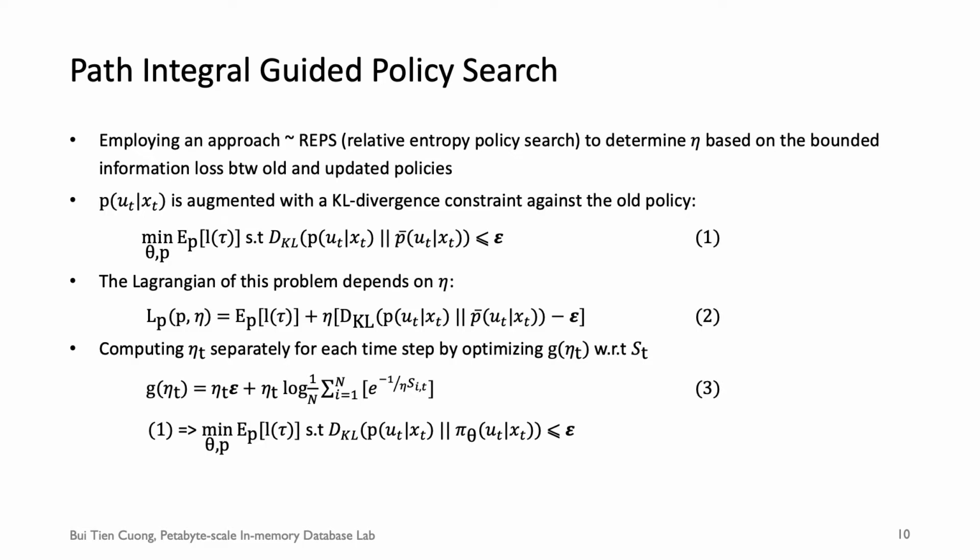We employ an approach similar to relative entropy policy search to determine eta. Next, the local policy P is augmented with a KL divergence constraint against the old policy P bar, as shown here. The Lagrangian of this problem depends on eta. We compute the temperature eta at each time step separately by optimizing the dual function with respect to the cost-to-go of the policy samples.